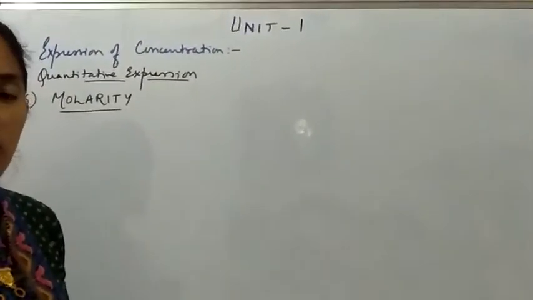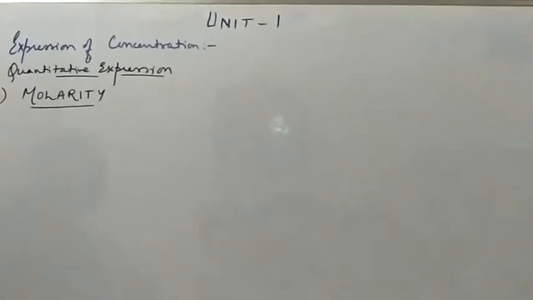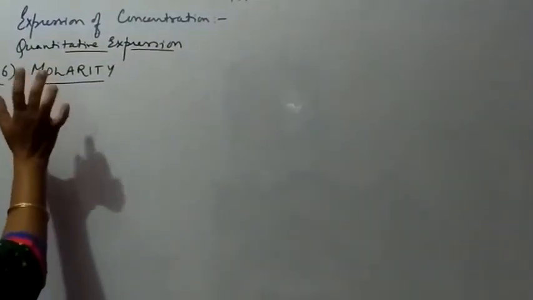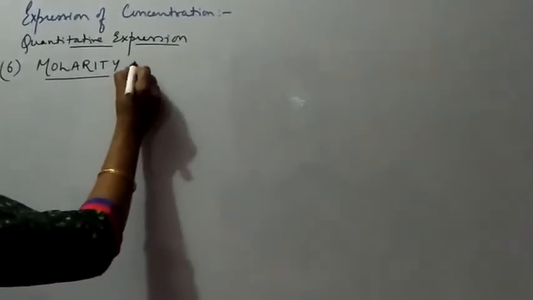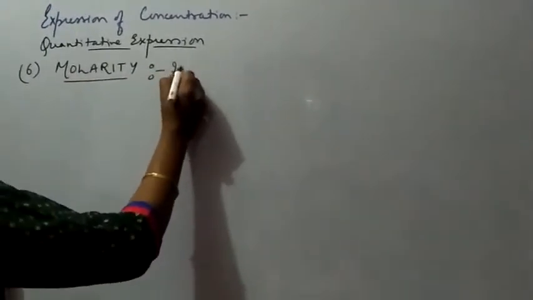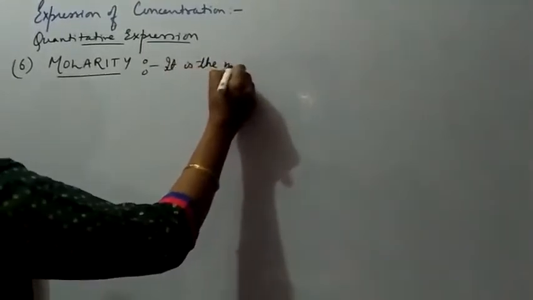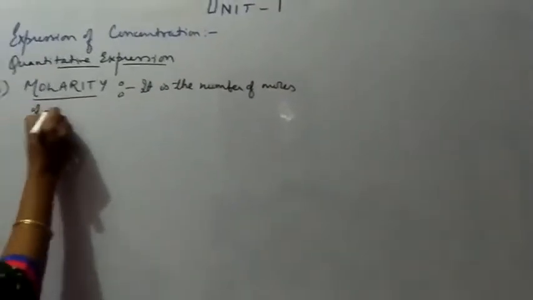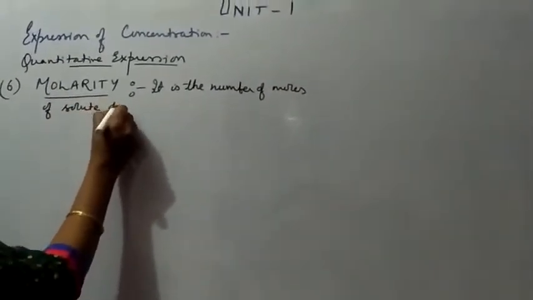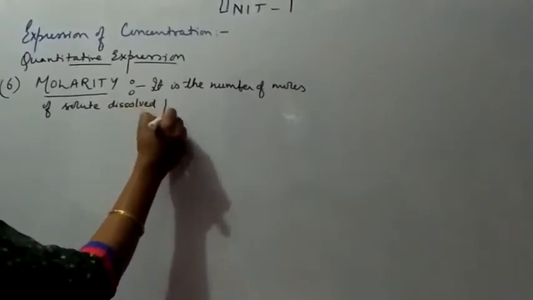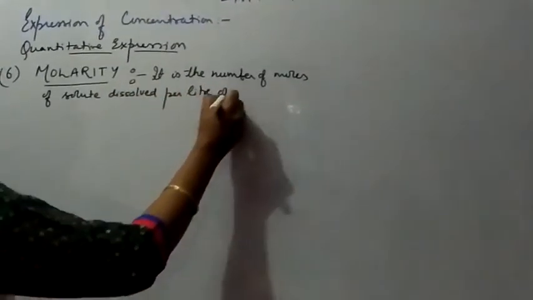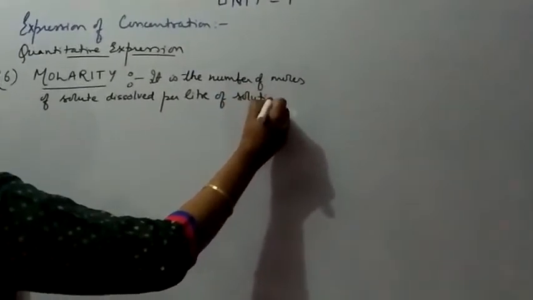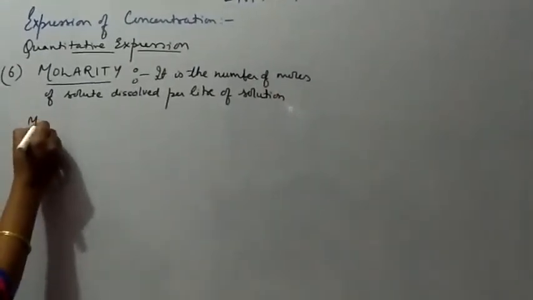One way of expressing the concentration of a solution is the molarity. Now, the molarity term is also related with the number of moles, as we come to know from the name itself: molarity relates to the mole. Now, what is it? It is the number of moles of solute dissolved per liter of solution, right? So what is the formula of it?